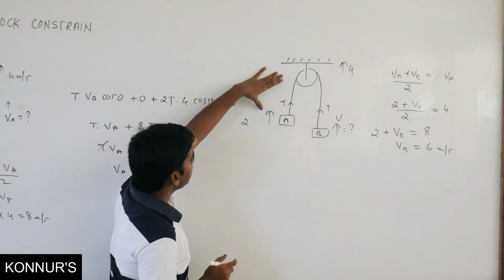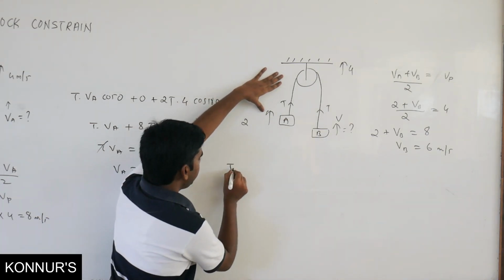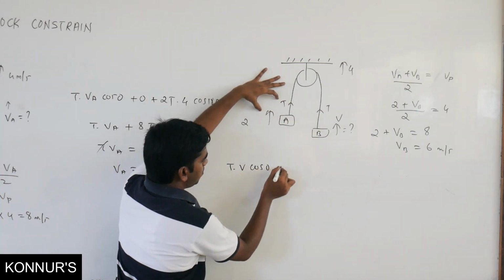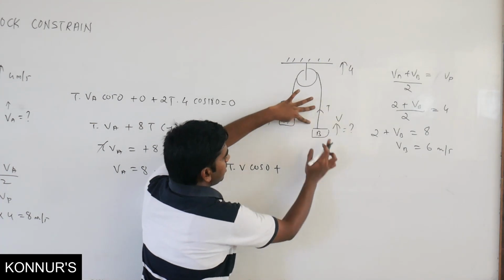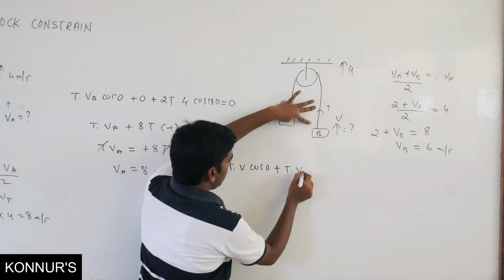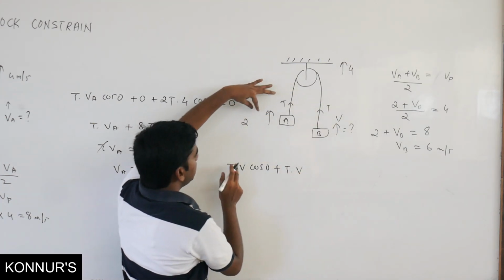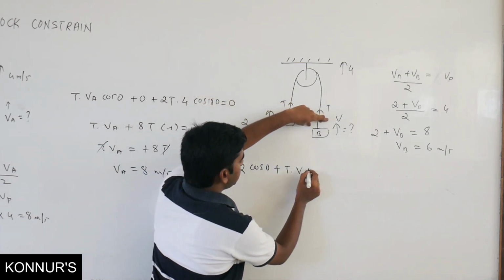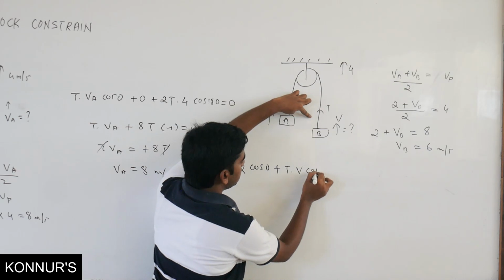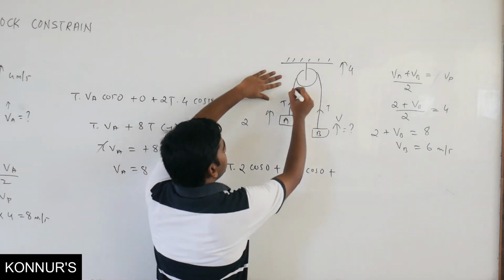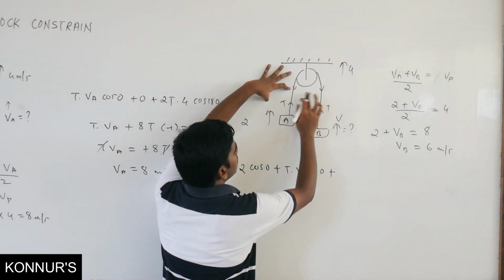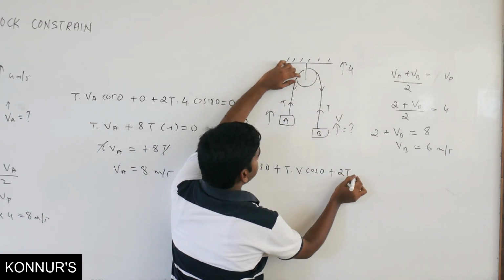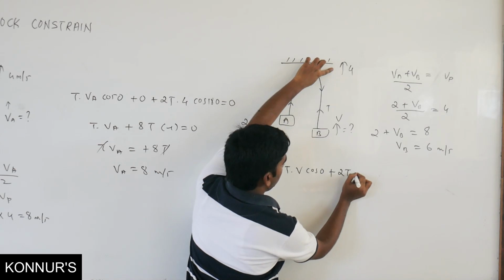If you use the tension method, you can use tension method also. Take tension and velocity direction. T dot V. What is the angle? 0. Cos 0 plus here. T and V are in the same direction. So T dot V. Here V is 2. I will take it as 2. So here V I will take as V only. So cos 0 plus tension is in downward direction. So total tension is what? 2T. So 2T. Velocity is 4.